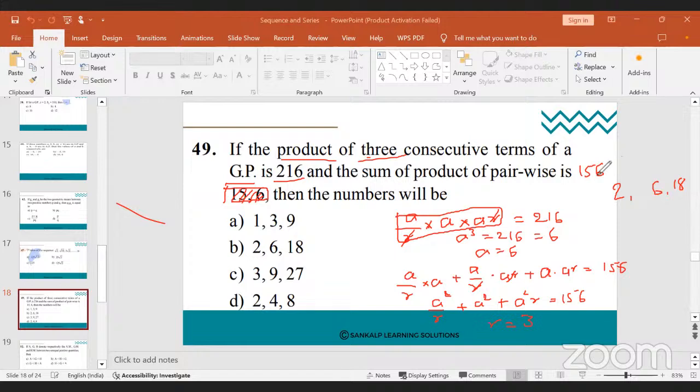I will show you here, students. Don't get confused. A upon R: A is 6, R is 3, so 3 twos are 6, and you got 2 as the answer. Second is A itself, which is 6. Third is AR: A is 6, R is 3, and 6 into 3 is 18. So the numbers are 2, 6, 18. Option B is the correct one.